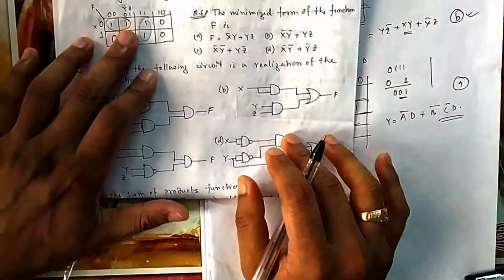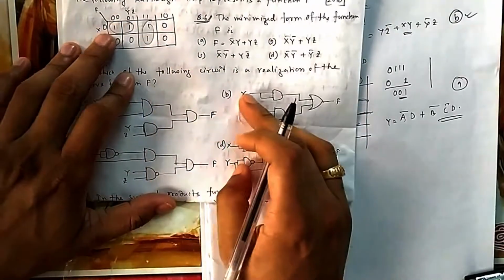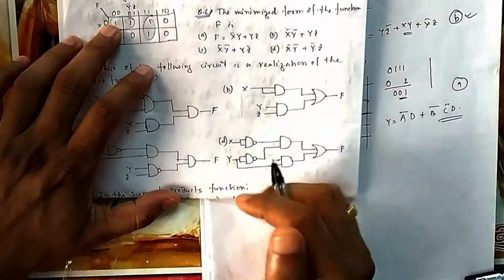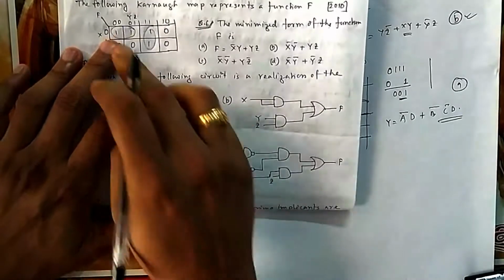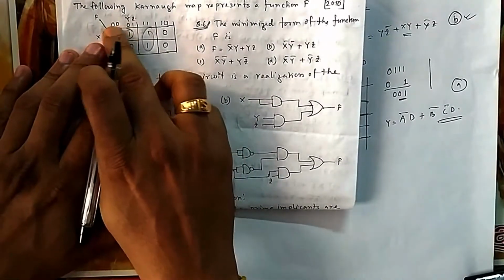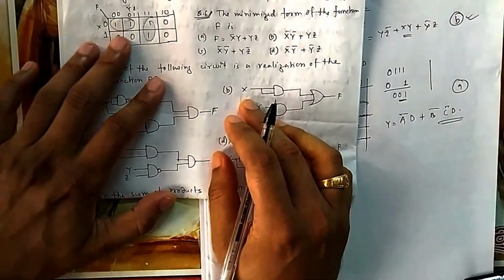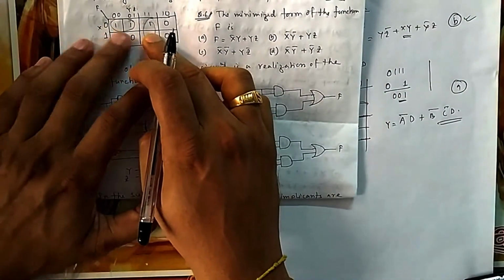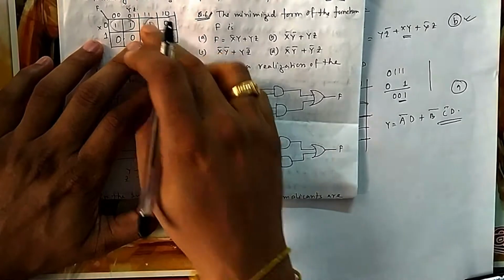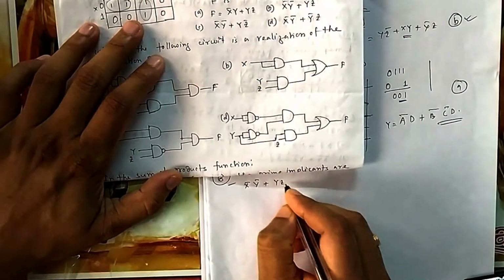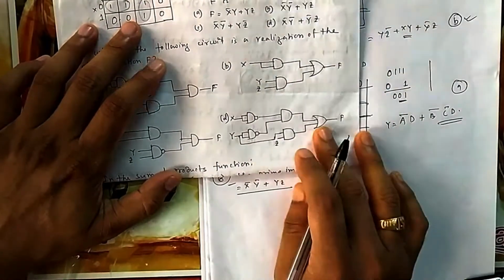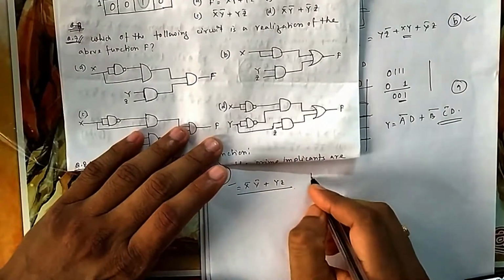Okay, so if I start with this one, question number 6, if I do this one, which one is constant here? X is constant, so it is X bar. Then from here, which one is constant? Y is not changing, so Y bar. So it is X bar Y bar plus, and from here, X is changing, only YZ are not changing. Y is also 1, Z is also 1. So this is your simplified form, that is X bar Y bar plus YZ, that is your option B.